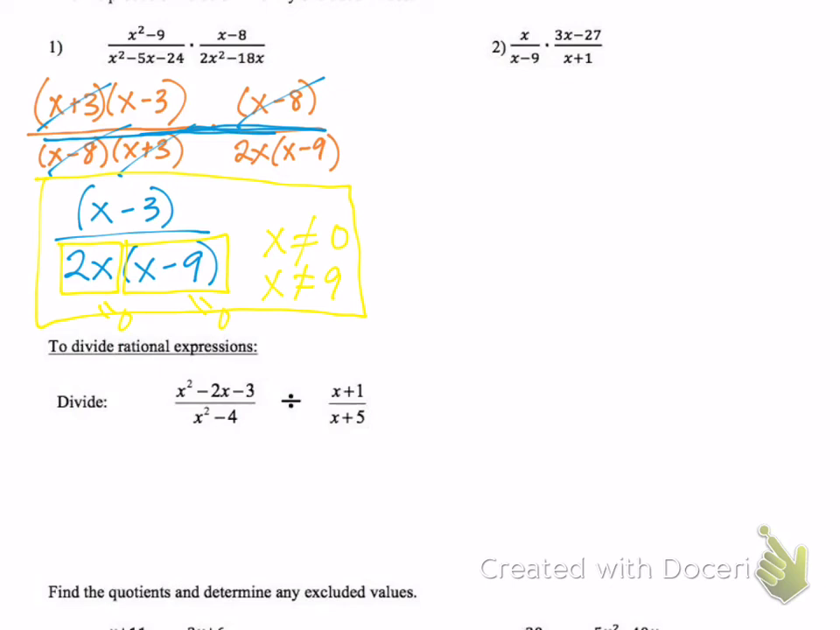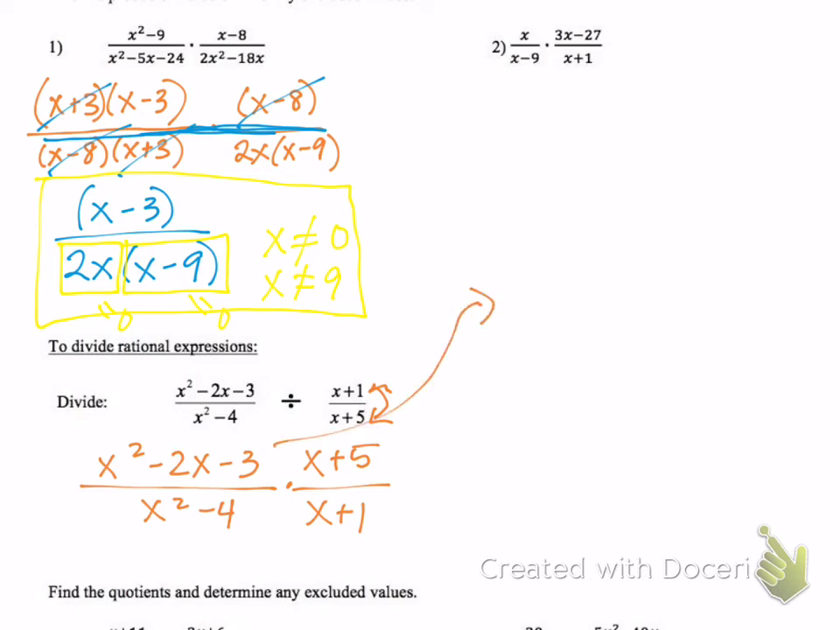Let's go ahead and look at the divide because I want to save some time. If I do the divide, the only extra step that I add in is I switch the x plus 1 and the x plus 5. So I have x squared minus 2x minus 3 over x squared minus 4 times x plus 5 over x plus 1. All I did is switch, like whenever you're dividing a fraction by a fraction, flip and multiply. Then I take the top and I'm going to factor the top.